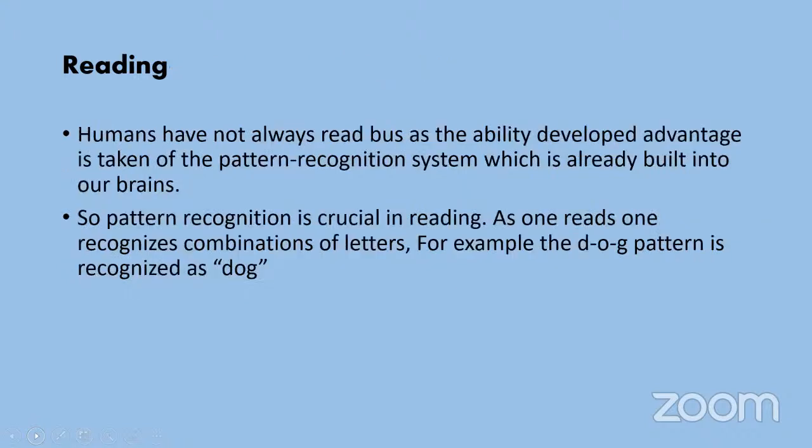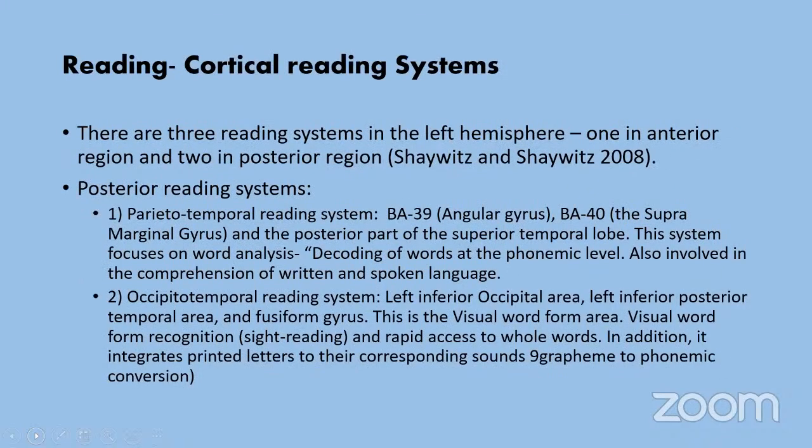Humans have not always read since they were born, but as the ability developed, advantage was taken of the pattern recognition system, which is already built into the brain. So pattern recognition is crucial in reading. As one reads, one recognizes combinations of letters. For example, the letters D, O, G pattern is recognized as dog, and a semantic meaning is attached to these lexicon. So there are 3 reading systems in the left hemisphere, 1 in the anterior region, 2 in the posterior regions.